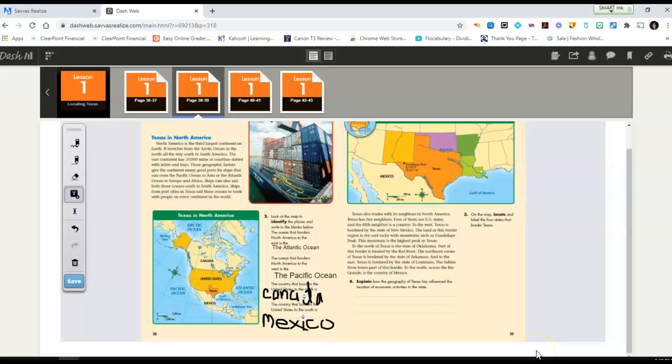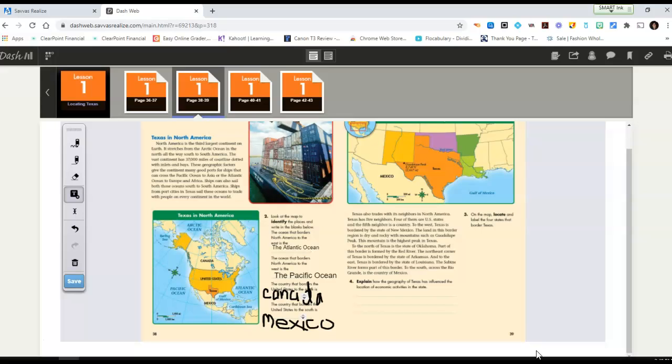All right, so Texas also trades with its neighbors in North America. Texas has 5 neighbors. 4 of them are U.S. states, and the 5th neighbor is a country. To the west, Texas is bordered by the state of Mexico. The land in this border region is dry and rocky with mountains such as the Guadalupe Peak. The mountain is the highest peak in Texas.